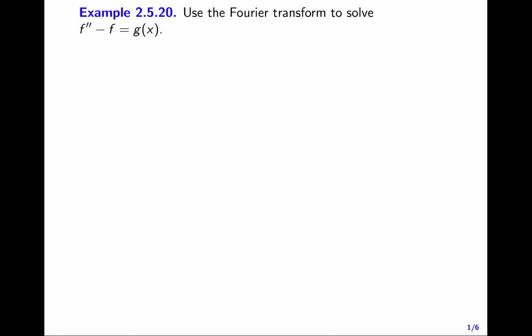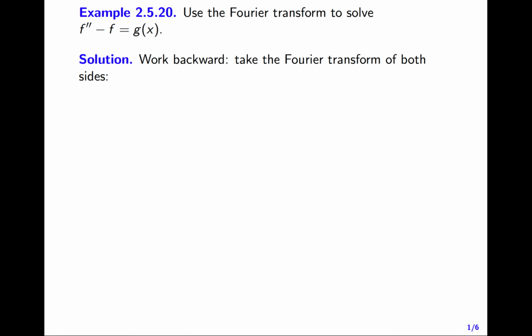Hello, and welcome to our example of using the Fourier transform to solve a very familiar ODE, which is f double prime minus f equals g of x. So here g is given to us, and we want to find f. So let's begin by working backwards. We'll take the Fourier transform of both sides of this ODE and see what it tells us about f.